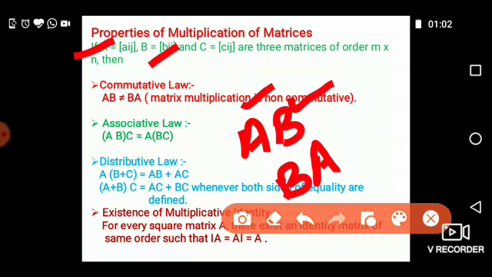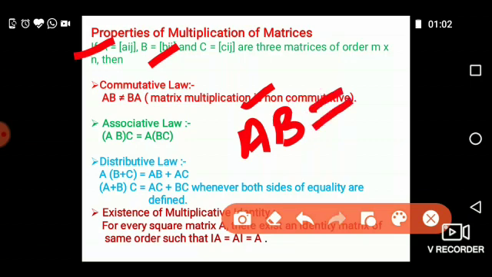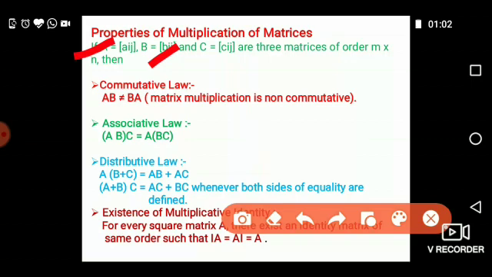But in the case of matrix multiplication, AB is not equal to BA. That's why in matrix multiplication, the commutative law does not hold good. That is, matrix multiplication is not commutative, or it is called non-commutative.